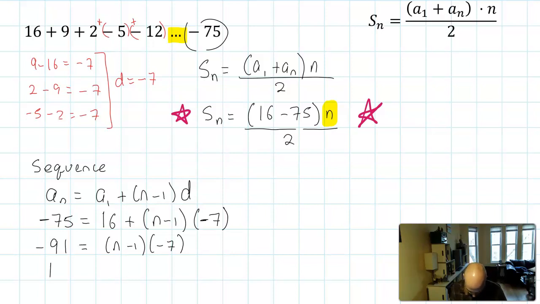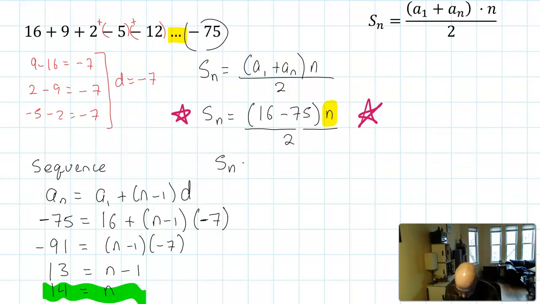Divide by -7, we get 13 is equal to n minus 1. So 14 is n. That means there are 14 terms in this sequence. When you start at 16, it takes 14 terms to get down to -75. You can also then use this fact in that formula. So our final sum should be 16 minus 75 times 14 over 2.